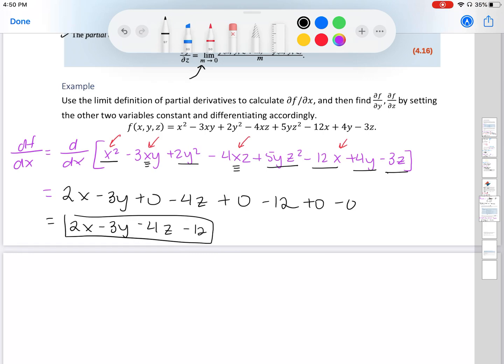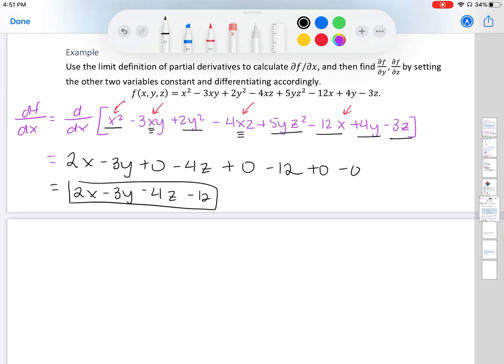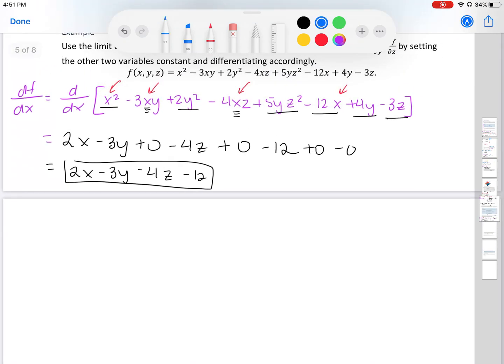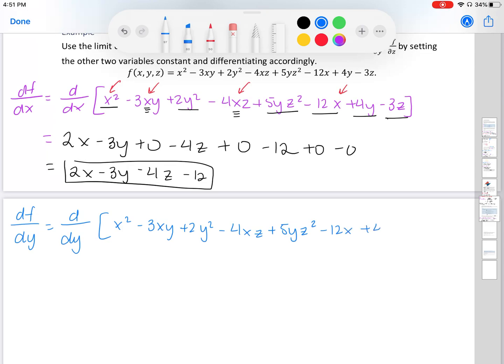We have found the partial derivative with respect to x of our function f of x comma y comma z. Let's go ahead and find the partial derivative of our function f in terms of y. So df dy. Our function is x squared minus 3xy plus 2y squared minus 4xz plus 5yz squared minus 12x plus 4y minus 3z.